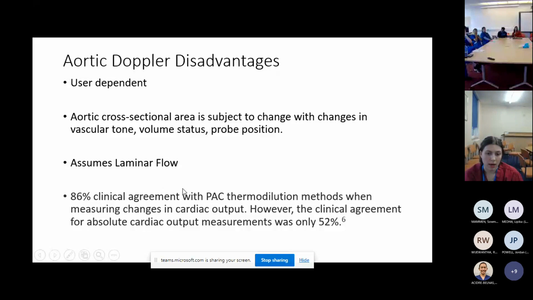This has been shown to also be relatively good at measuring changes in cardiac output, but it's not so good for absolute cardiac output measurements. So it can't be relied on to give you actual values.